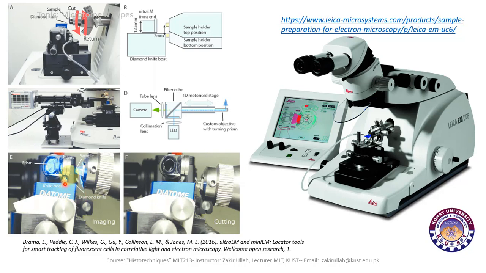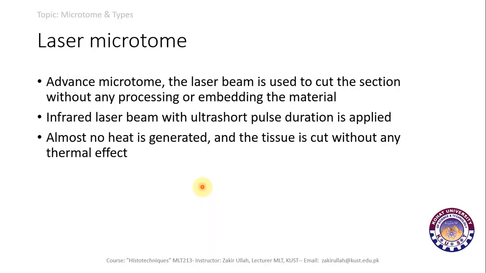Here first the tissue is examined with the help of the microscope and then it is cut with the help of this microtome. So, this is the working of the ultramicrotome. The next type of microtome is the laser microtome. This is an advanced type of microtome.